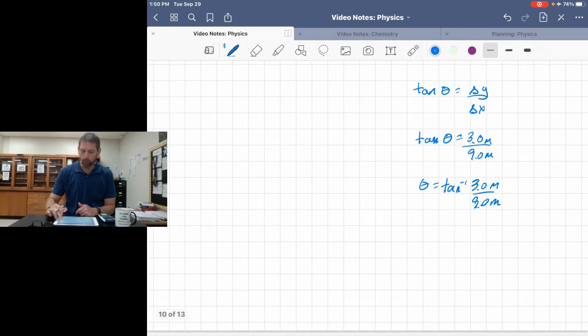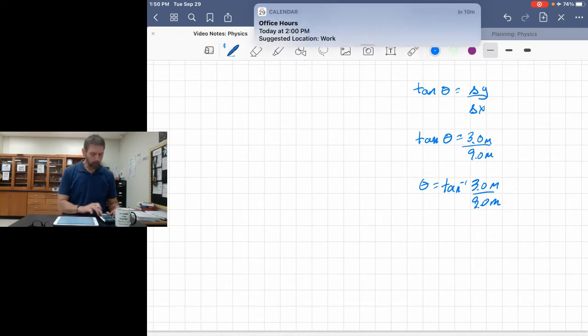Let me scroll that up for you. Now you should notice on your calculator, if you find the tangent button, above that you'll see a symbol that looks like this, TAN -1. That's your inverse tangent.